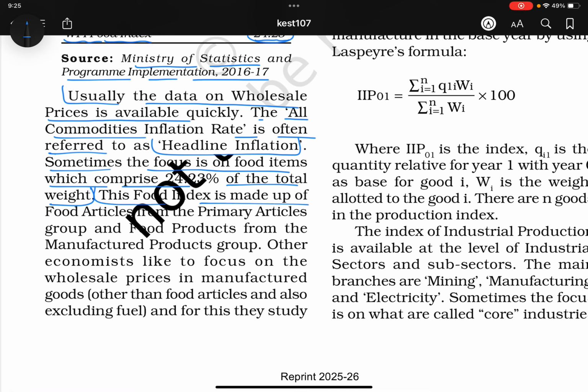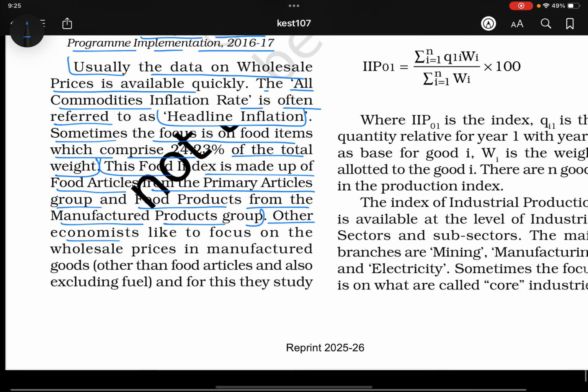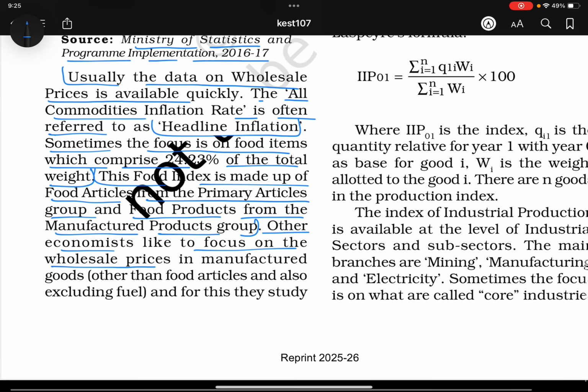This food index is made up of food articles from the primary articles group and food products from the manufactured products group. Other economists like to focus on the wholesale prices in manufactured goods other than food articles and also excluding fuel.